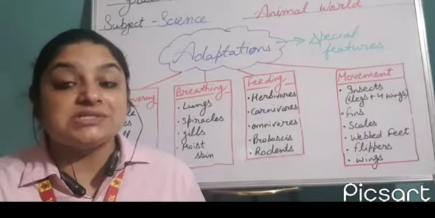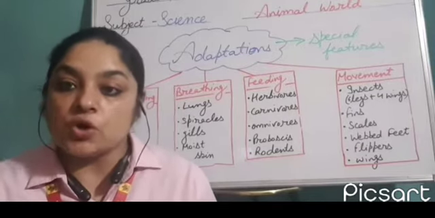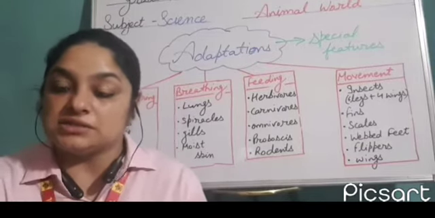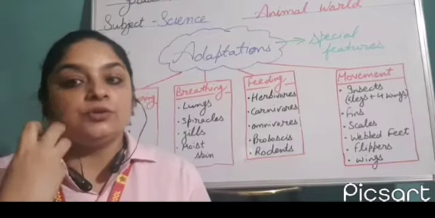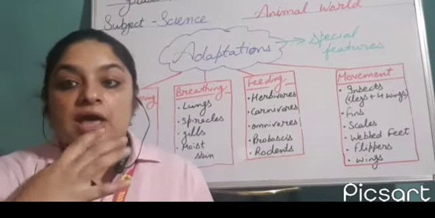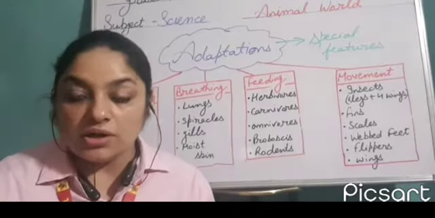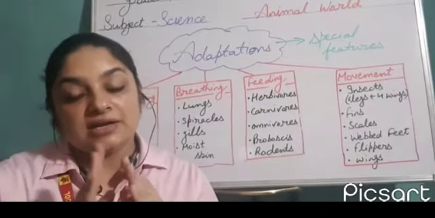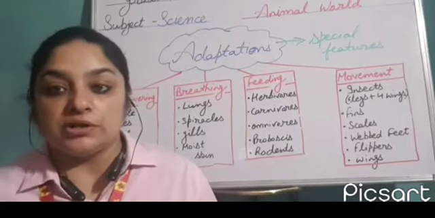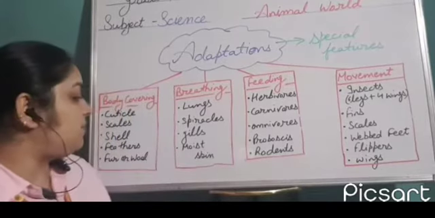The oxygen which is dissolved in water is absorbed by the gills. First of all, water will enter through the mouth into the fish, and then the gills will absorb the oxygen which is present in the water. The extra water is then expelled out of the body through the gills. So in this way fish breathe.